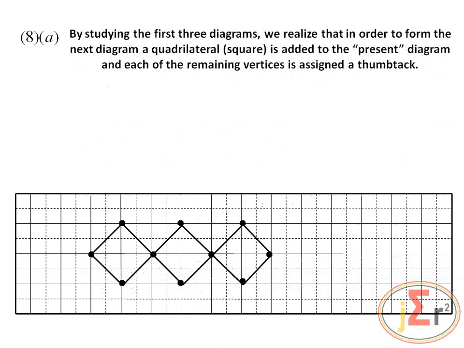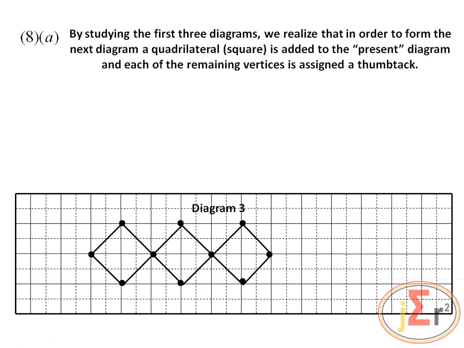By studying the first three diagrams, we realize that in order to form the next diagram, a quadrilateral, in this particular case a square, is added to the present diagram, and each of the remaining vertices is assigned a thumbtack. There we have diagram 3 already.